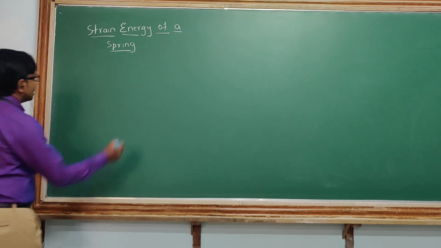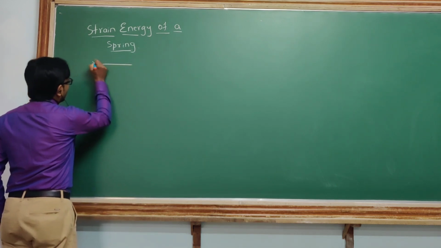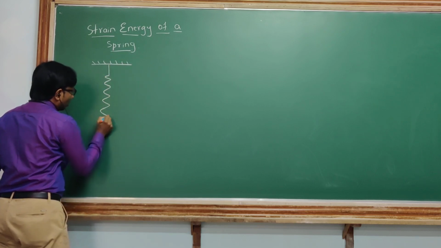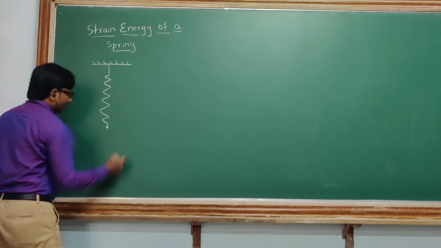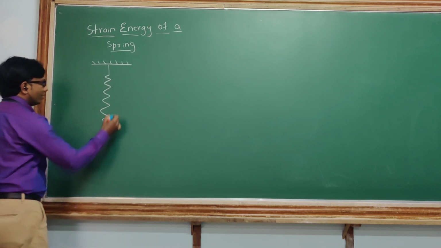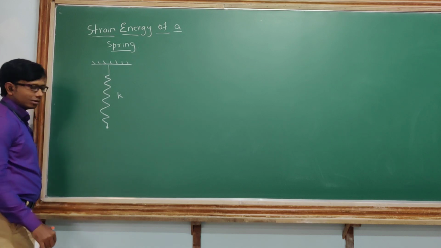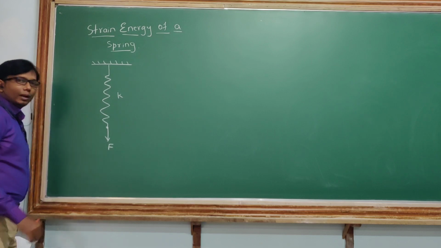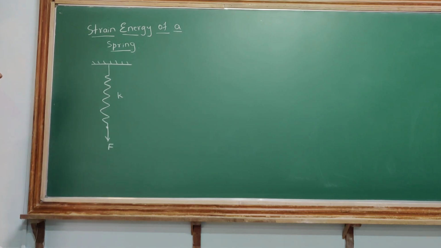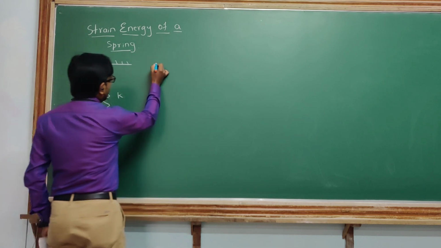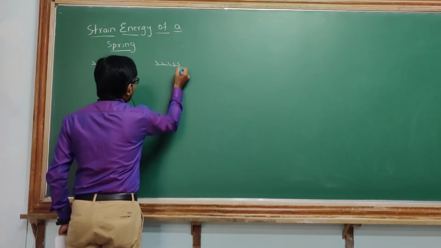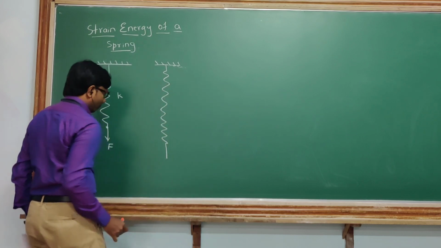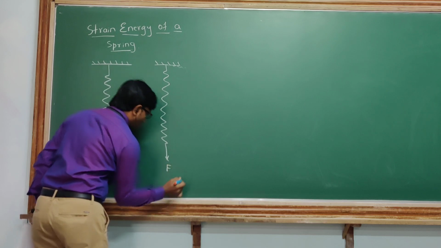So what I will do is consider a spring. One end is fixed. So this is a spring here, which has a stiffness K. I'll apply a load F to this particular spring. So after application of the load, what will be the shape of the spring? This spring will start to elongate.